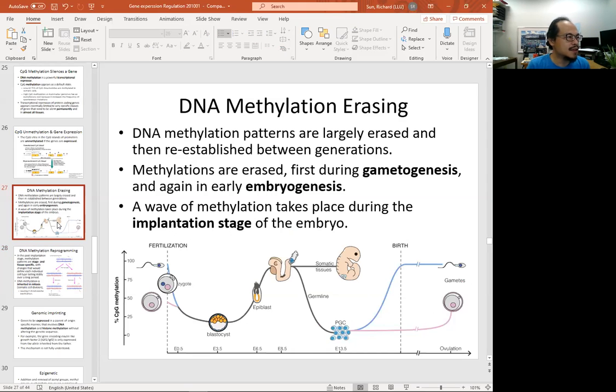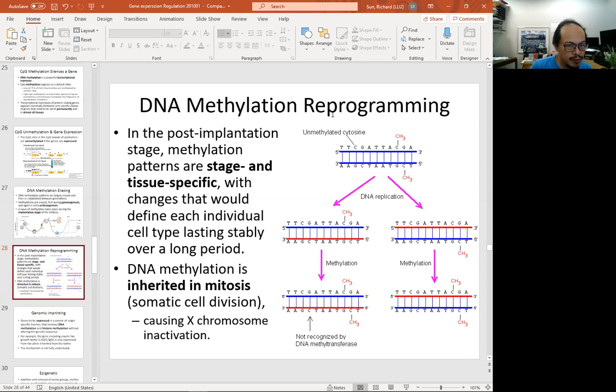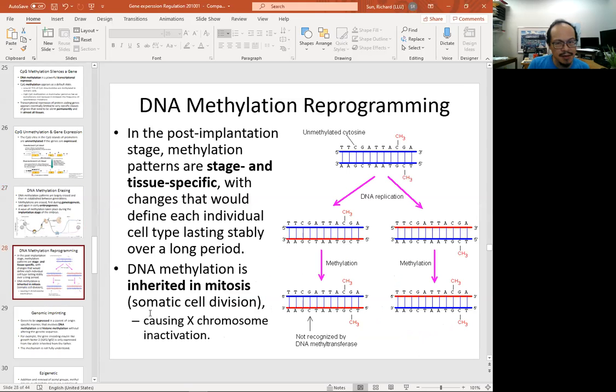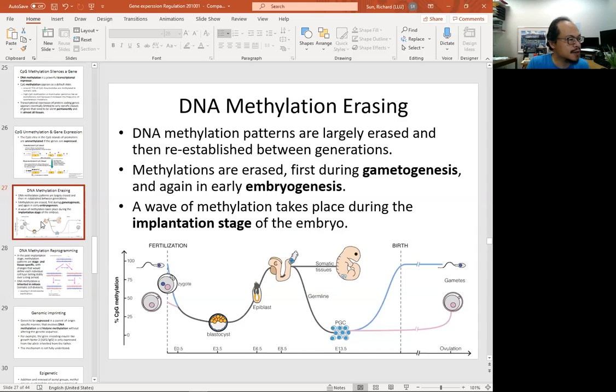So this is what we call DNA methylation reprogramming. DNA methylation can carry over through mitosis. However, in the zygote, there's no methylation, so the initial one doesn't have it. This figure shows you what's going on here.